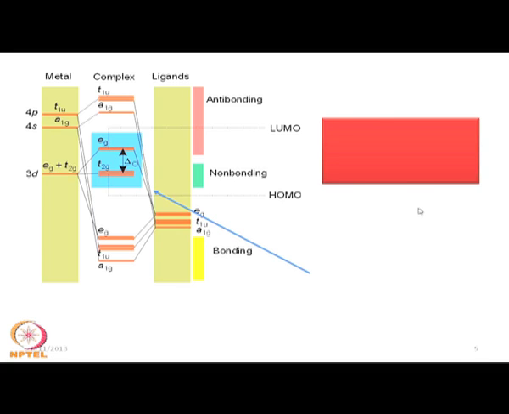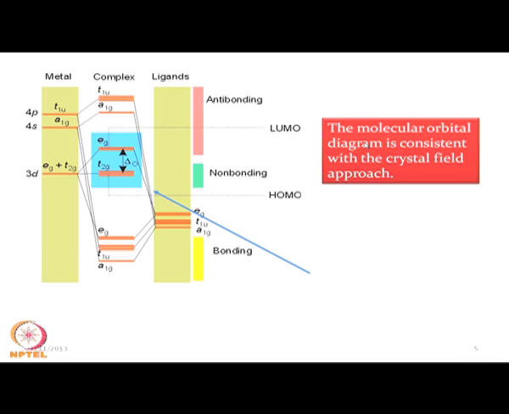So, we see that the molecular orbital diagram is also consistent with the crystal field approach, because only this part, this blue shaded region, is matching with our crystal field approach, where we have two energy levels. One we are considering as the t2g level and the other as the eg level, and we have the corresponding crystal field splitting parameter delta octahedral due to these two levels.